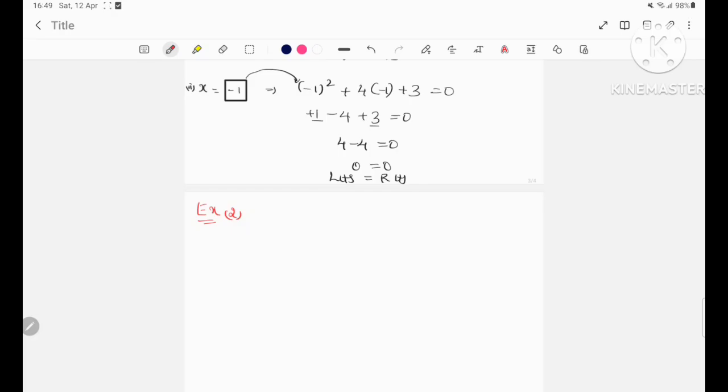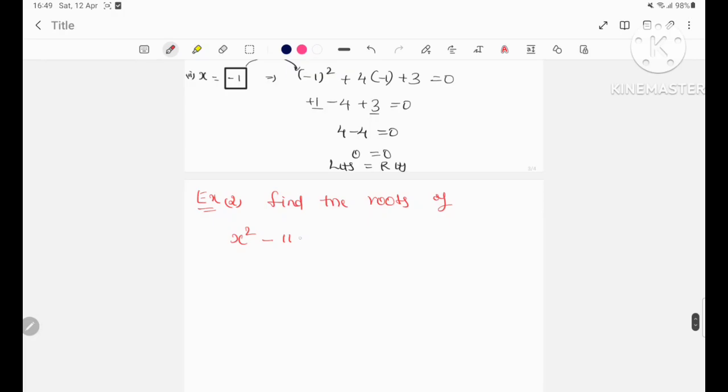Example 2. Find the roots of x square minus 11x plus 28 equal to 0 by using the factorization method.